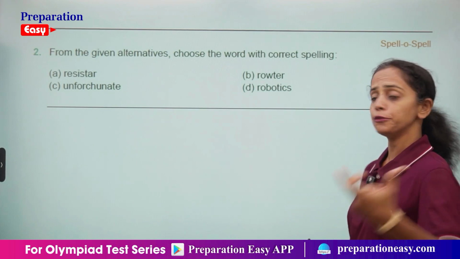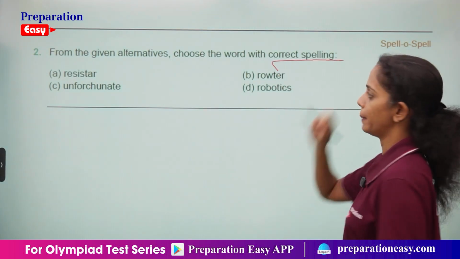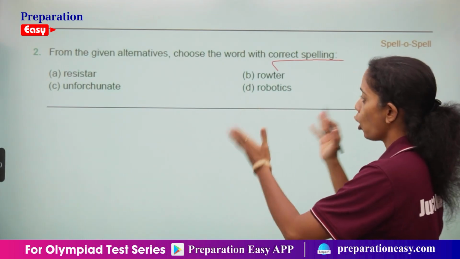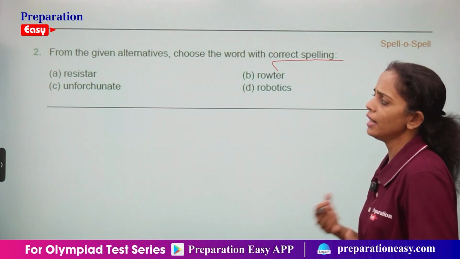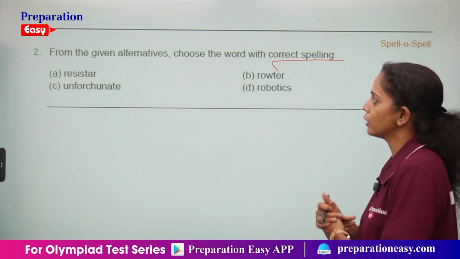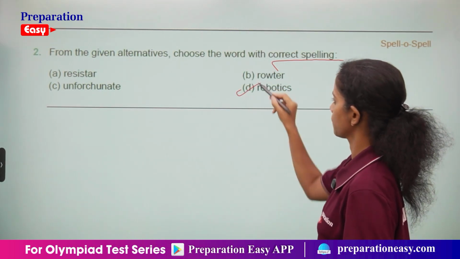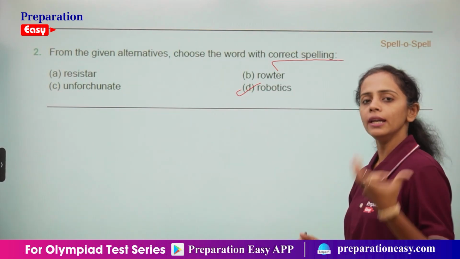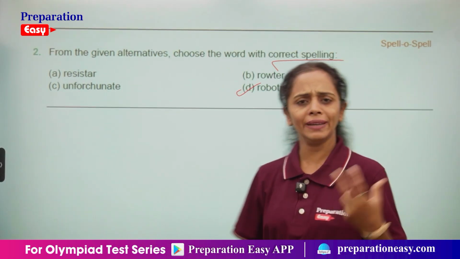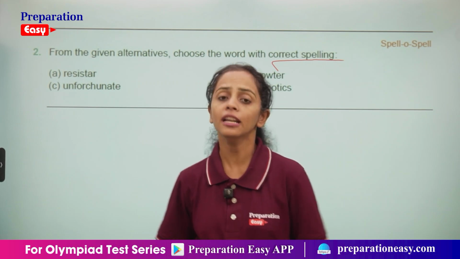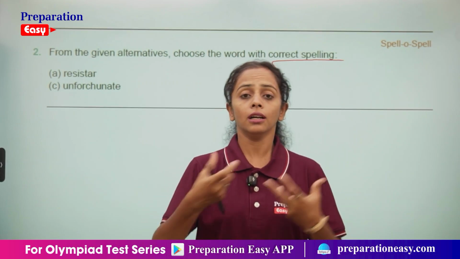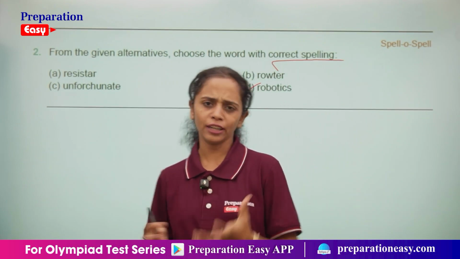Next is again, find the keyword, correct spelling. Clear? Read the options now. Resistor, unfortunate, nothing like that. Rotor, no. Robotics. Robotics means where with the help of robots, any kind of experiments are being held, or else we can say where robots are functioning, that kind of robotics.